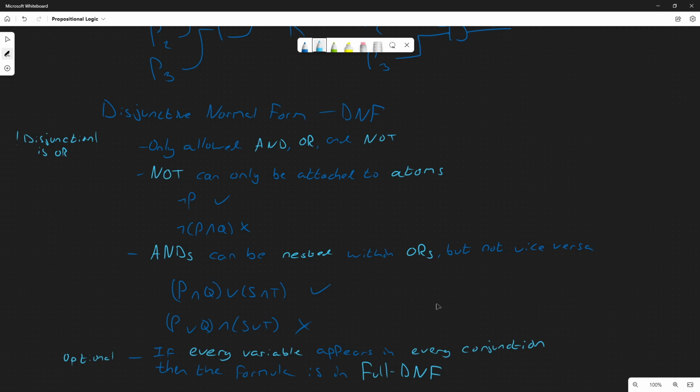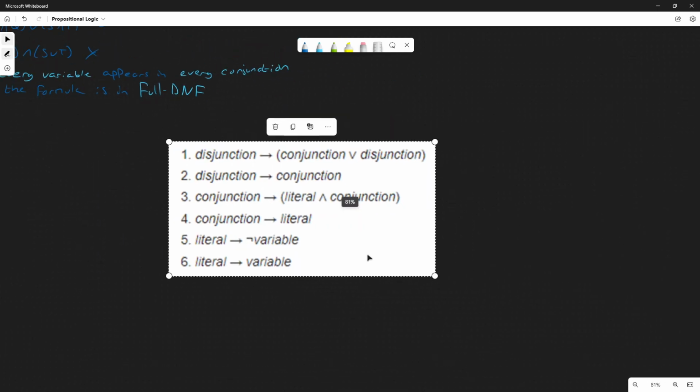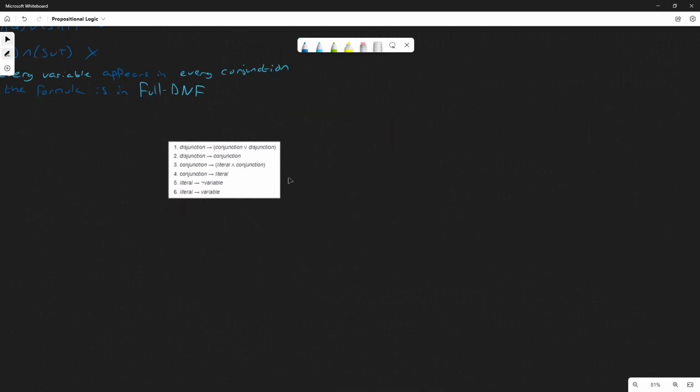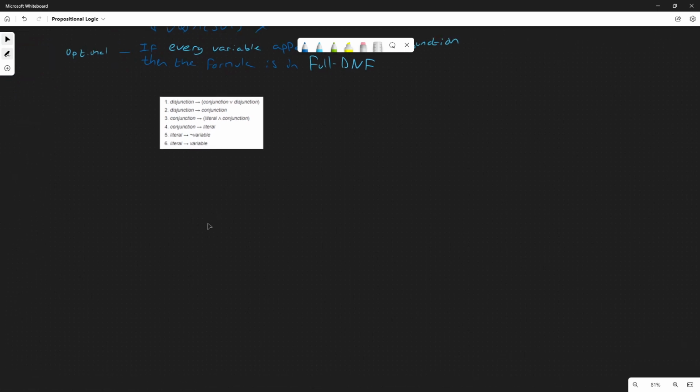So let's look at some examples. Also as an aside, for anyone who is interested in grammars, this is the grammar for disjunctive normal form. Should you be interested, you don't really need to know this, but for those who like such information, there you are. Now let's look at some examples.